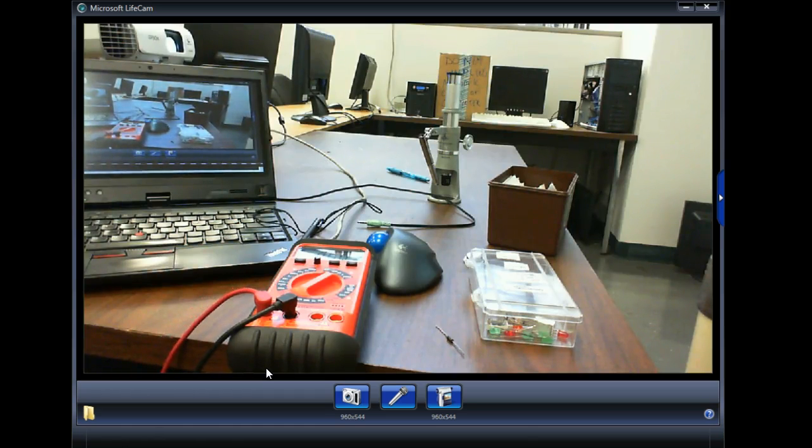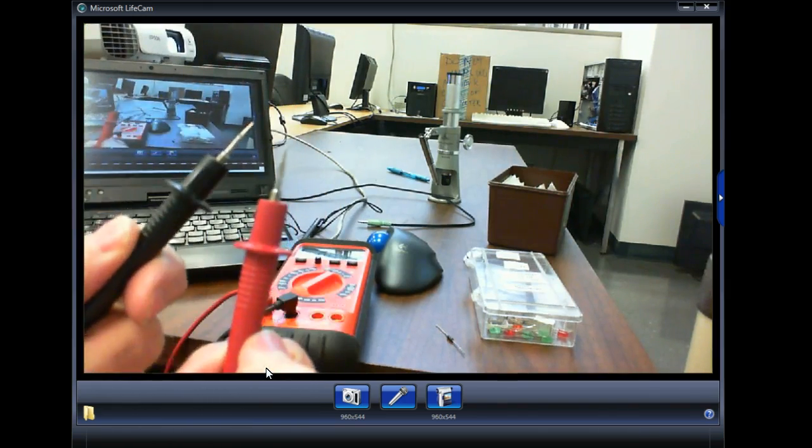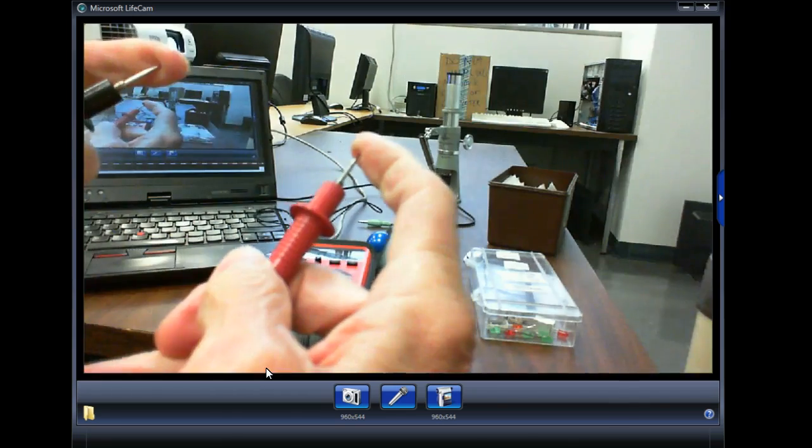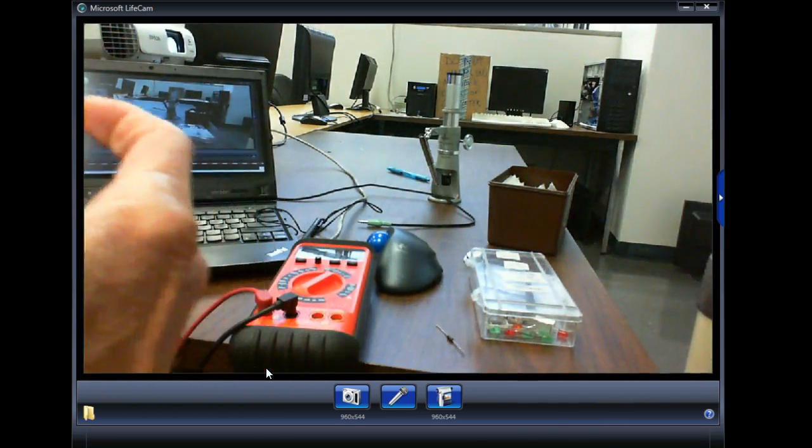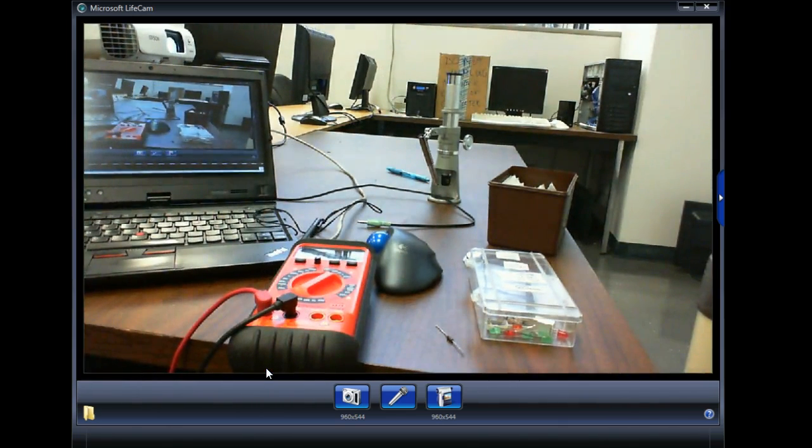Continuity means there's little or no resistance between 2 points, and that's measured between here and here. So wherever you put this, if it measures continuity, it's going to measure little or no resistance.